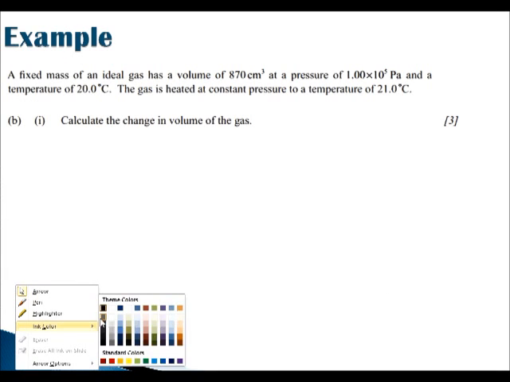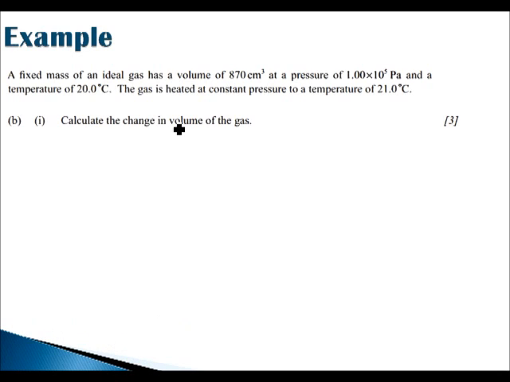This is very similar to the first one we did. So, a fixed mass of an ideal gas has a volume of 870 centimeters cubed at a pressure of 1.00 times 10 to the 5 pascals and a temperature of 20 degrees Celsius. The gas is heated at constant pressure to a temperature of 21 degrees Celsius. Calculate the change in volume of the gas. Okay, so first, let's list our variables.